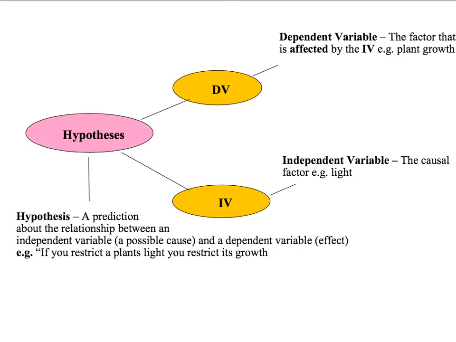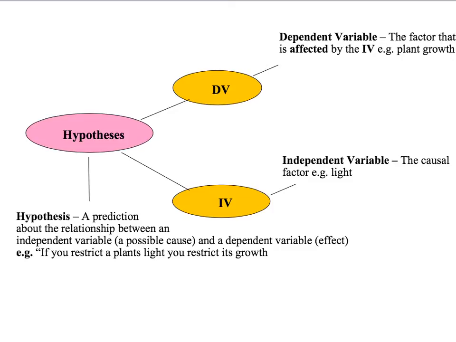So experiments begin with a prediction of how one factor will affect another. And the technical term for this prediction is a hypothesis. So in the very simple experiment that I've just described, this is our hypothesis. If you restrict a plant's light, you restrict its growth. So one factor causes another. And in an experiment, the causal factor that you are manipulating, so the thing that you are changing, which in our case was the amount of light that plants were exposed to, technically this causal factor is known as our independent variable, or simply abbreviated as our IV.